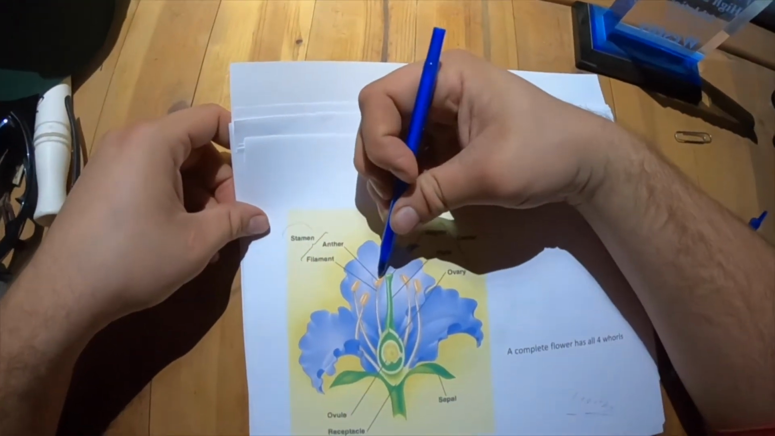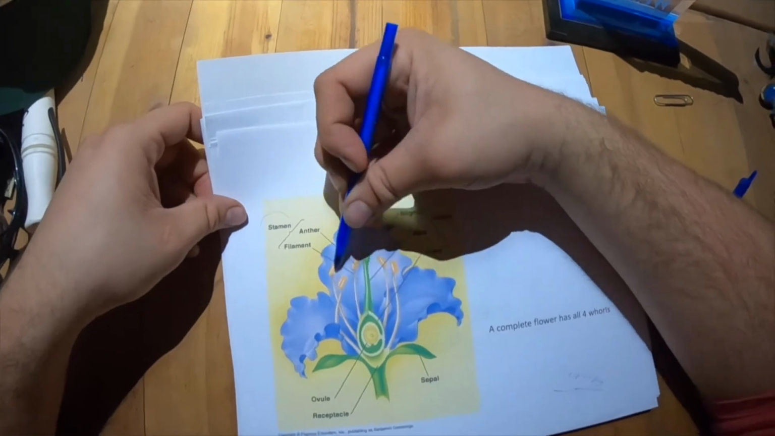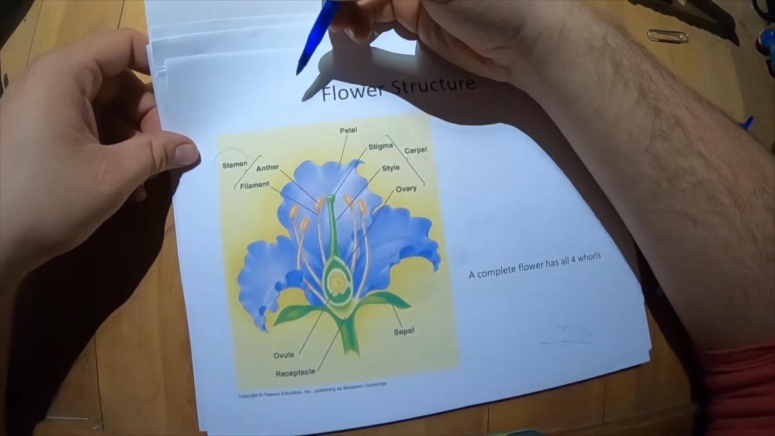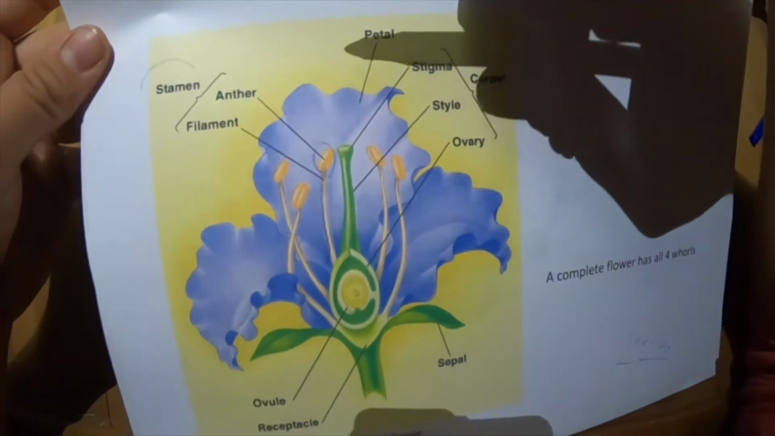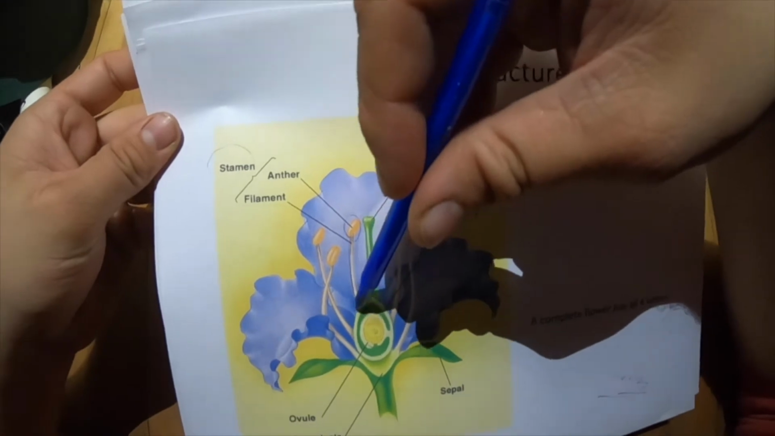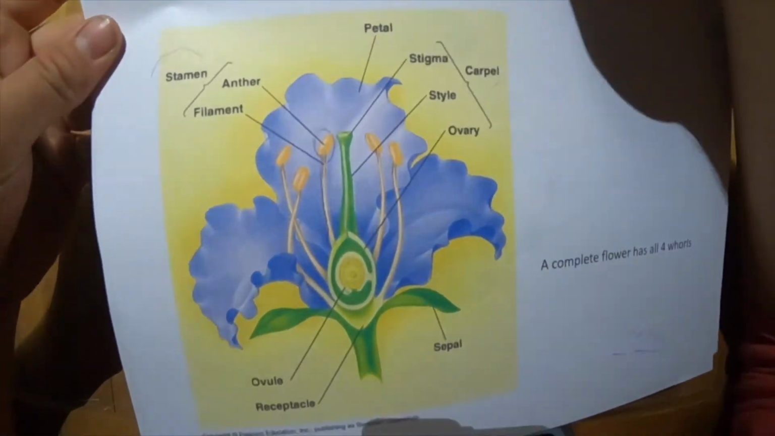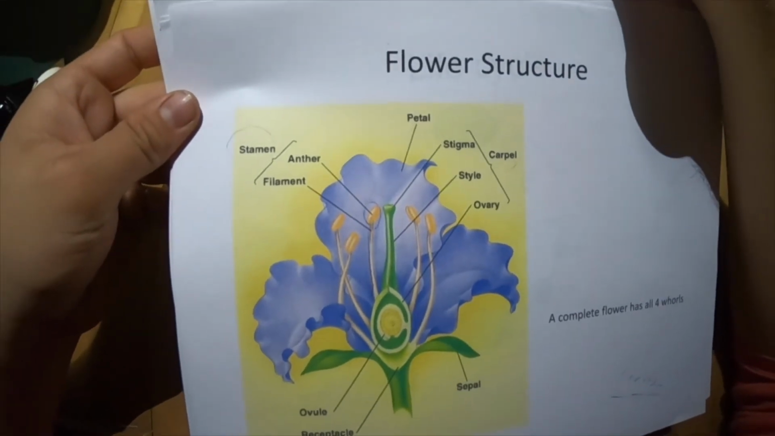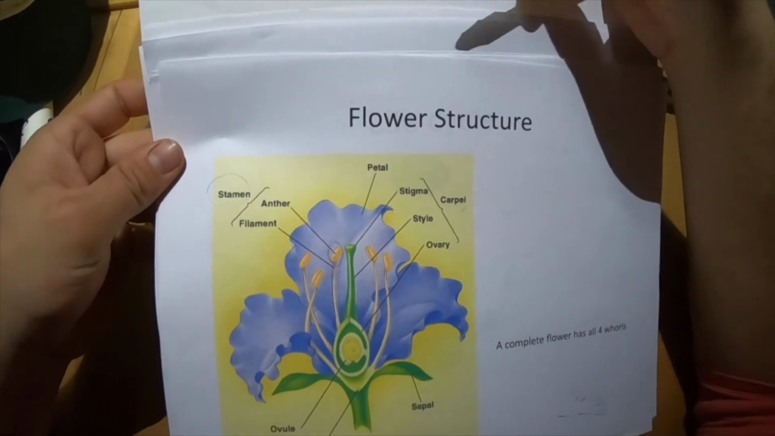This is the male reproductive organ. These yellow things all across the plant, and this top part is called the anther. The long part is called the filament, and together they're called a stamen. That's the male reproductive part of the plant. That's where the seeds are and the sperm for the plant.